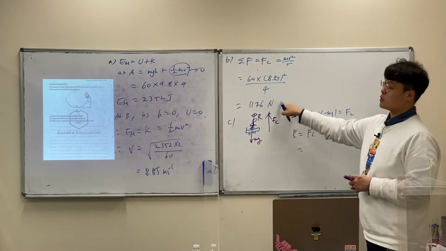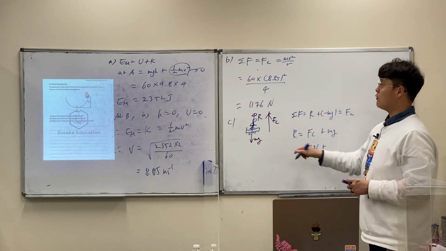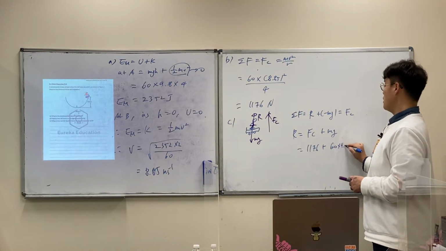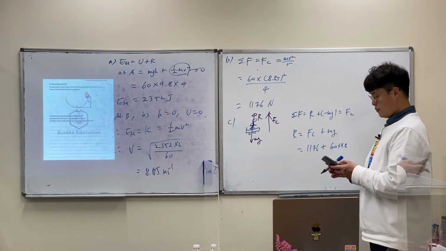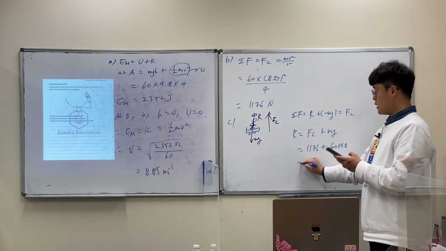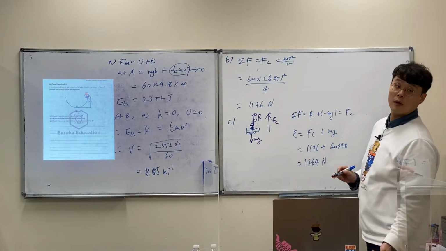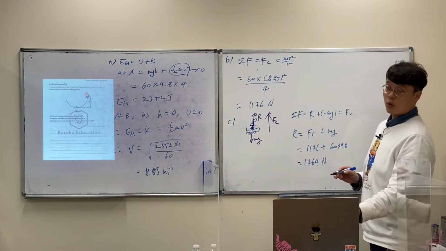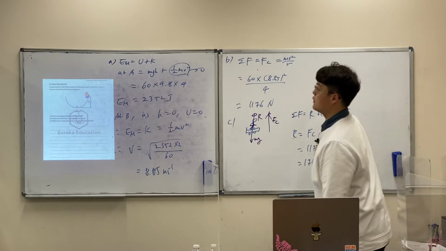Do we know the Fc? Yes, we do. So 1176 plus the mg. How do I find mg? 60 times 9.8. Then you get 1764 Newton. The direction of the normal reaction force is upwards. That's the final answer.